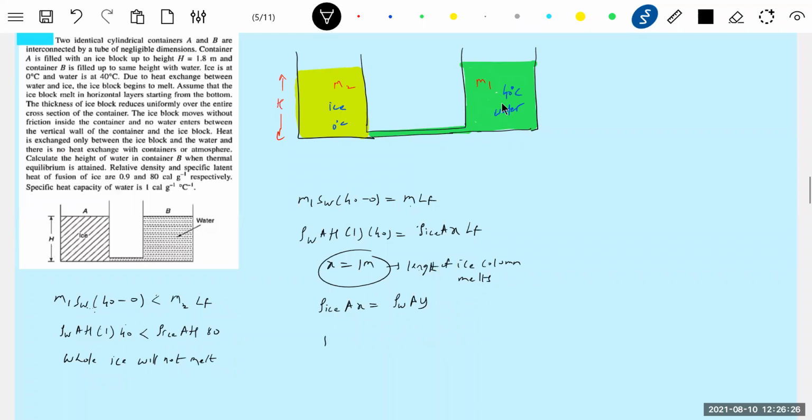So the density of ice will be 800, X is 1, density of water is 1000. This is Y. So Y is equal to 0.8 meter. What should I call it? Length of water column produced due to melting of ice. Okay, already we have continued. Now we do that 1 meter of ice melts, then what do we get? 0.8 meter of the water column will be formed here.